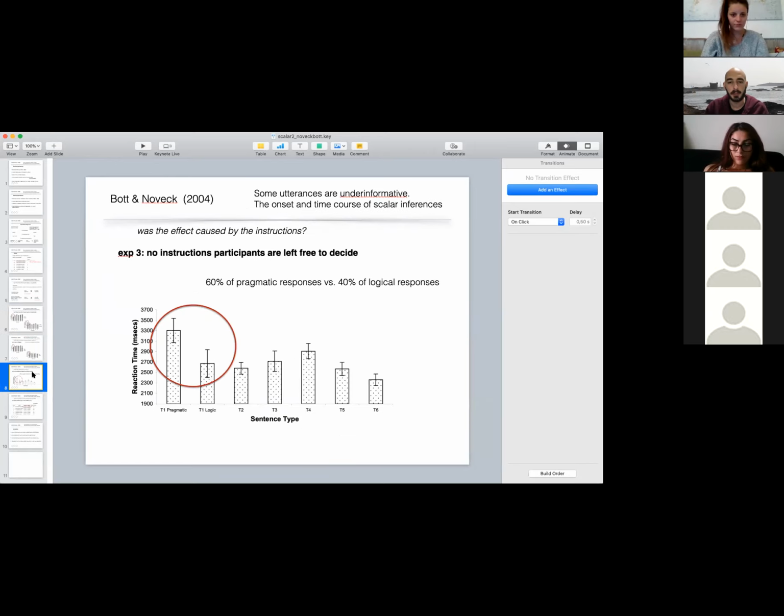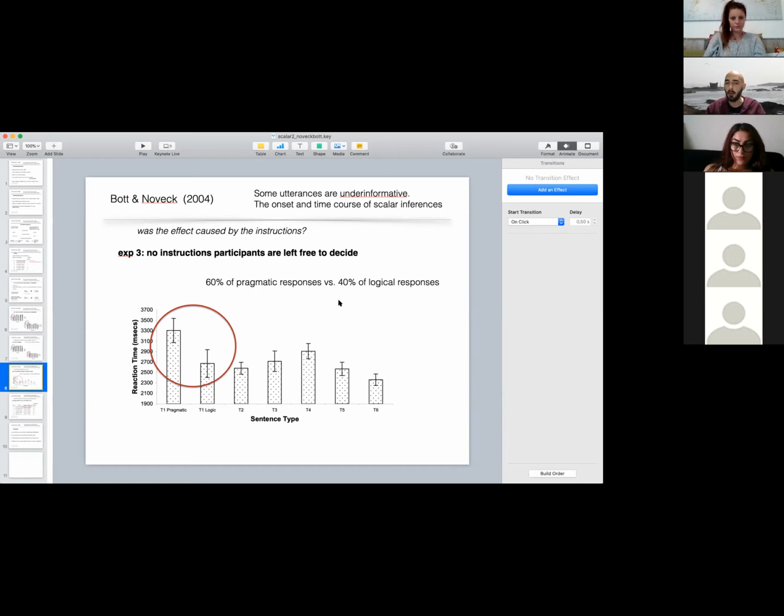So let's move to the nicer experiment, where people were left free to decide what they wanted to do, okay? Here there were no instructions. People were just asked, answer what you want. And they found that 60% of people said, no, it is false that some elephants are mammals. And 40% of people said, yes, it is true that some elephants are mammals.